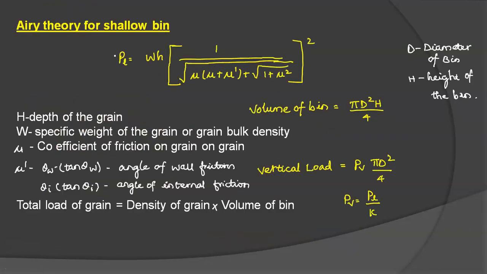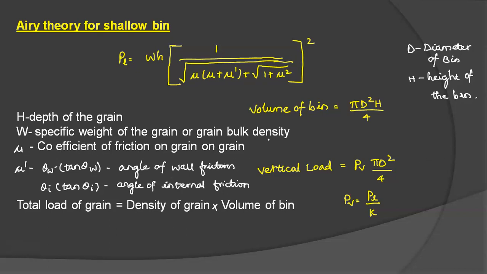Next one is Airy's theory. Airy, the scientist, suggested that the shallow bin pressure varies depending upon the volume of grain contained in the bin. So the lateral pressure PL is equal to WH into 1 divided by the square of (root of mu into mu plus mu dash, plus root of 1 plus mu square). This is the formula, where W as usual denotes the specific weight of the grain or bulk density, and mu denotes the coefficient of friction of grain on grain.